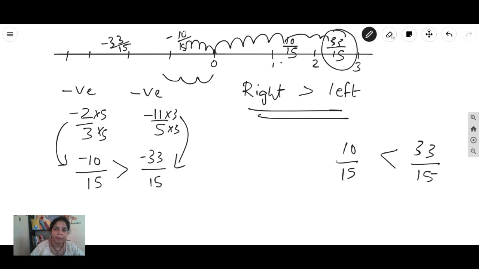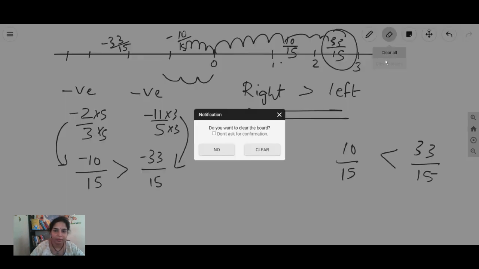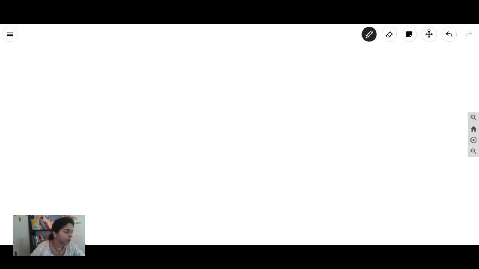This way, you can compare any two rational numbers. We have seen the case of positive and negative, positive and positive, and negative and negative. These are the only three possibilities of comparing rational numbers. Now, let's try to find rational numbers between two rational numbers.